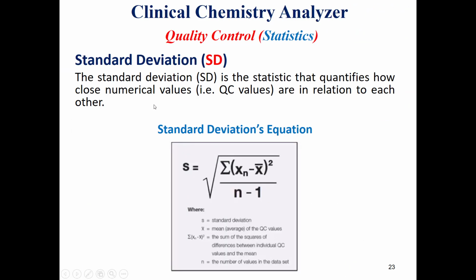Then the second parameter which needs to be calculated is the standard deviation, which is the statistic that quantifies how close the numerical values, the QC values, are in relation to each other. Here we can see the standard deviation equation or formula. As we can see, firstly we should calculate the mean, then we can calculate the standard deviation.